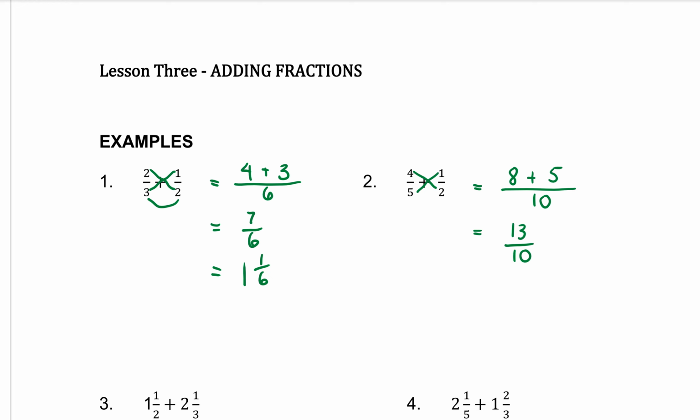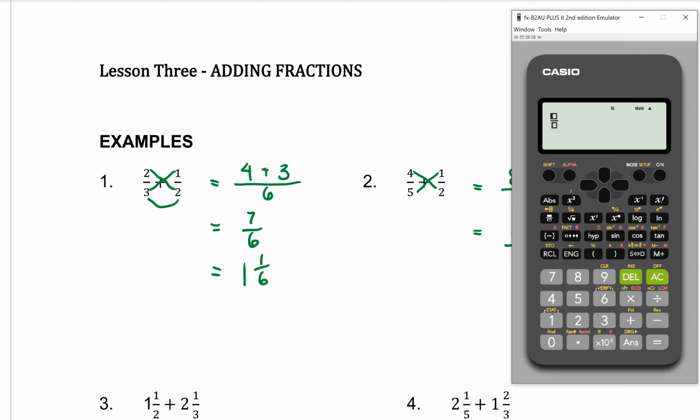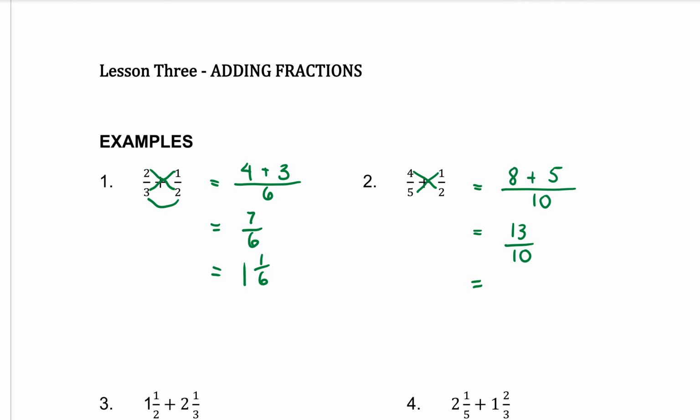Again, that is an improper fraction, so I want to change it into a mixed numeral. So we put 13 on the top and 10 on the bottom. We press Shift SD, and it's 1 3/10. Your calculator will also simplify any fractions if you haven't found the lowest common denominator.